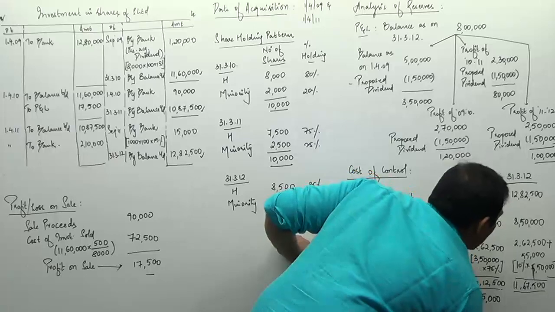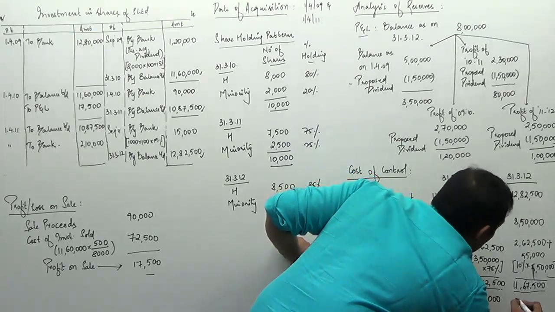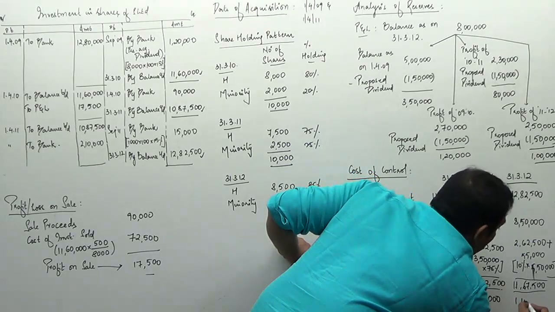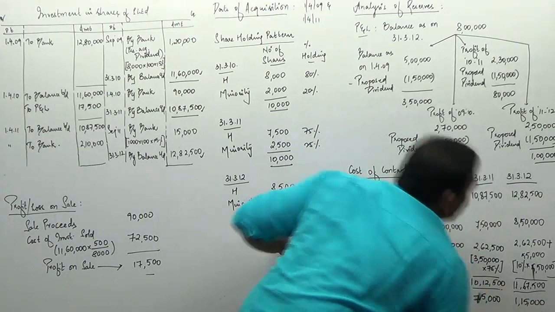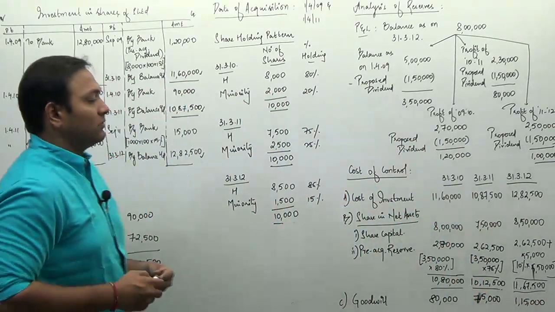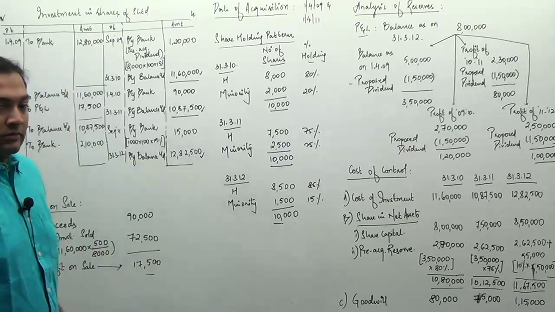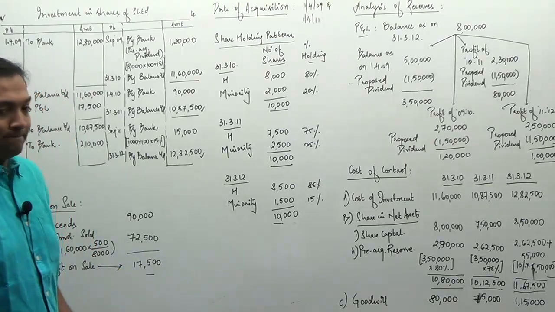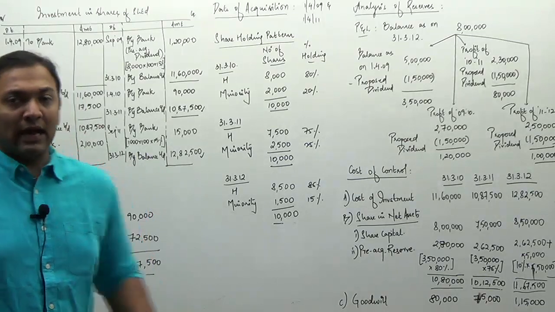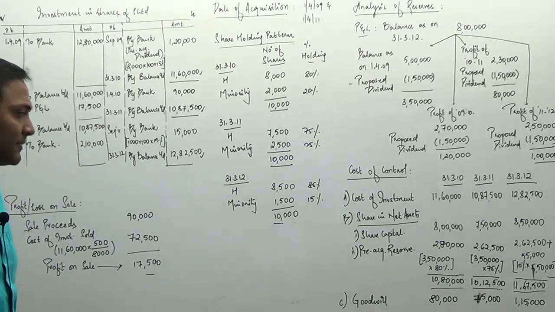Compare it with your 12,82,500. You will get 1,15,000 rupees of goodwill. You get 1,15,000 rupees of goodwill.